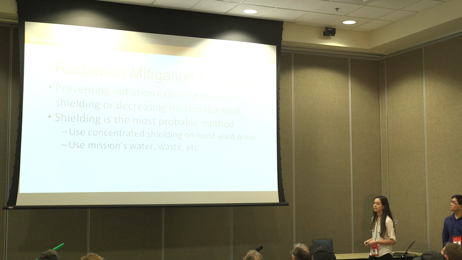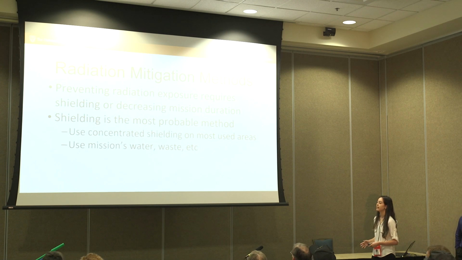So there are two different ways you can mitigate radiation. It really comes down to either putting in shielding or decreasing mission duration. So we decided to do a bit of both. We said our Mars surface stay will be 40 days, and then we really wanted to add shielding.